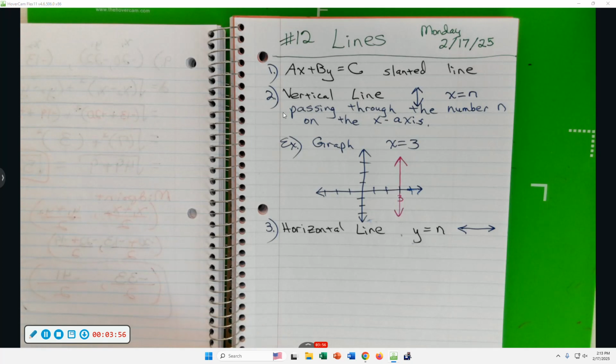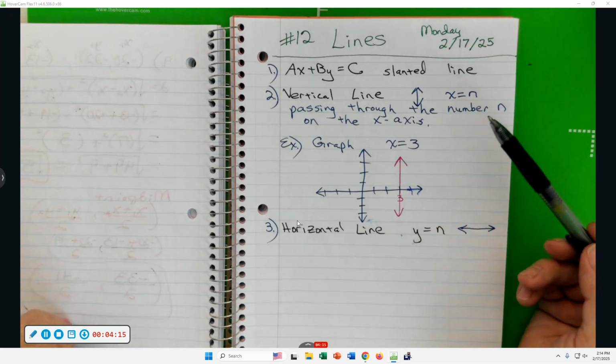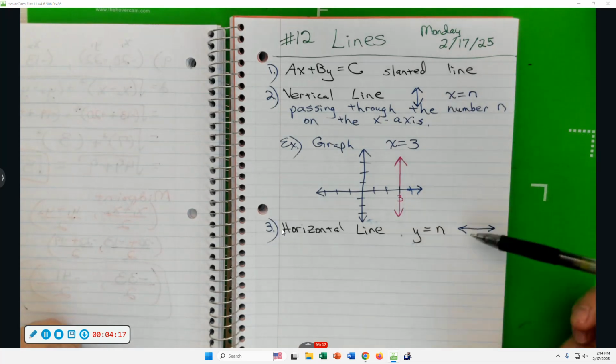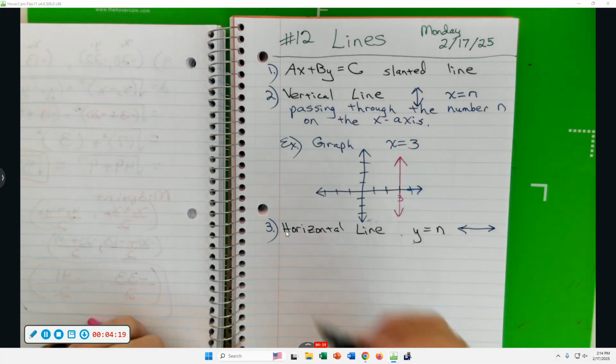Remember, a student once had a way of remembering the difference between horizontal and vertical. And I said, oh, do you want to tell the class? And she told the class. It was very vulgar. And so I'm not asking y'all for ideas on how to remember the difference between a vertical and a horizontal line. I learned my mistake there.